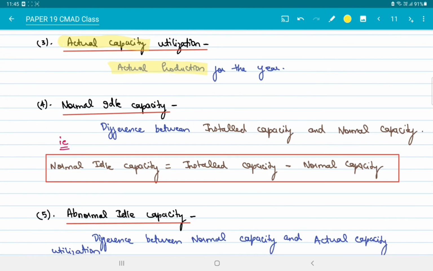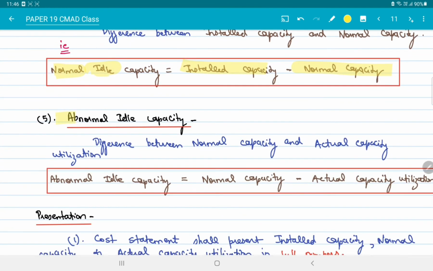Then normal idle capacity. See, normal idle capacity is the difference between what was actually fixed as the maximum productive capacity and, after taking into consideration the internal factors, what was actually normal. So installed minus normal will be the normal idle capacity. The difference between installed capacity and normal capacity is the normal idle capacity.